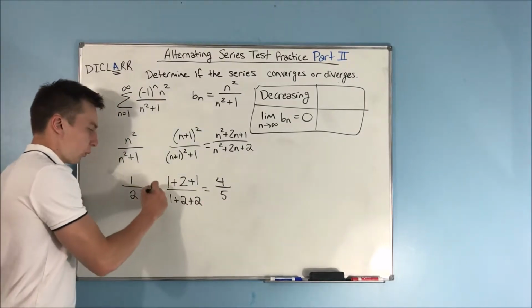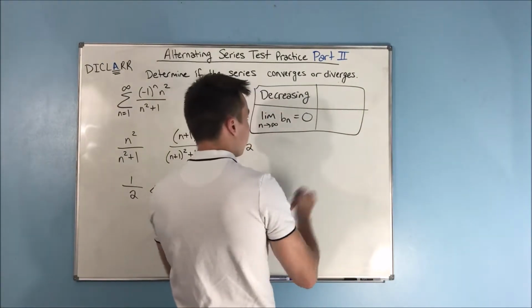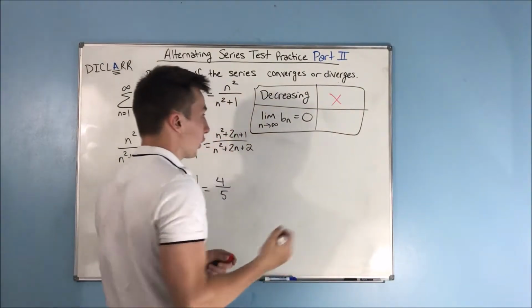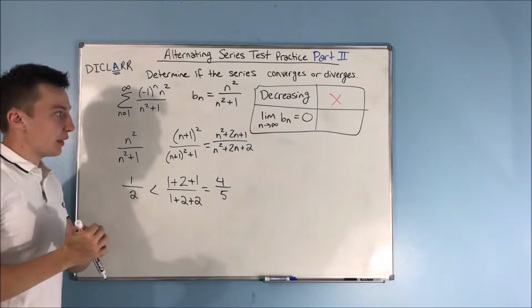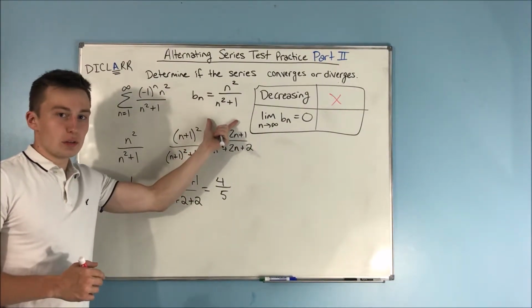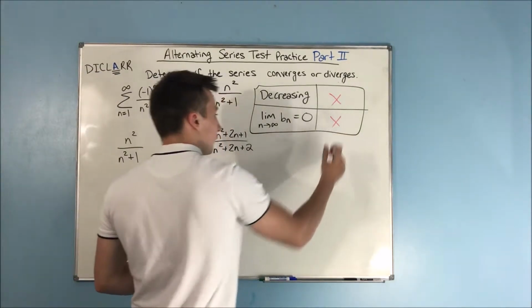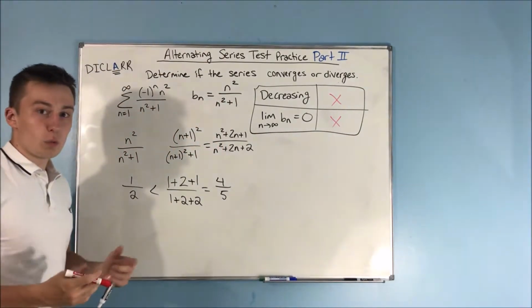So there's a problem. This isn't decreasing. And if you took the limit, you would also see that the limit as n approaches infinity of this doesn't equal 0, it equals 1. So you run into a problem because neither of these conditions is being met. So what do you do now?